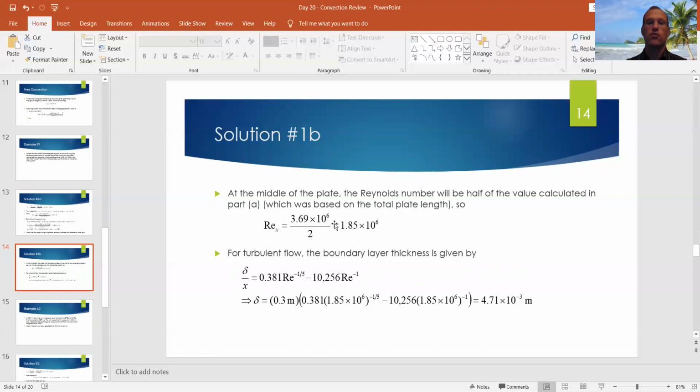So I don't want to use the same Reynolds number as in the first case, because that's at the end of the plate. I want to use the Reynolds number at the middle of the plate, half of it, 1.85 times 10 to the 6th. And again, I know this is turbulent flow, so the appropriate equation for the turbulent boundary layer thickness: delta over x is 0.381 Reynolds number to the negative 1/5 power minus 10,256 Reynolds number to the negative 1 power. My x value is 0.3 meters in the middle of the plate. Sticking in the value for the Reynolds number gives me 4.71 millimeters for the boundary layer thickness at the center of the plate.